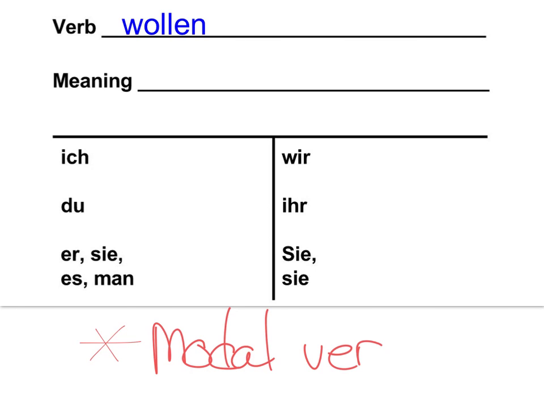Okay. There's a couple things that are special about modals. Number one is that you almost always have another verb that you use with it. It'll make sense once you see what they mean. But the other thing is that ich and er/sie/es are going to conjugate exactly the same. So it's a little bit different. So, wollen means to want.